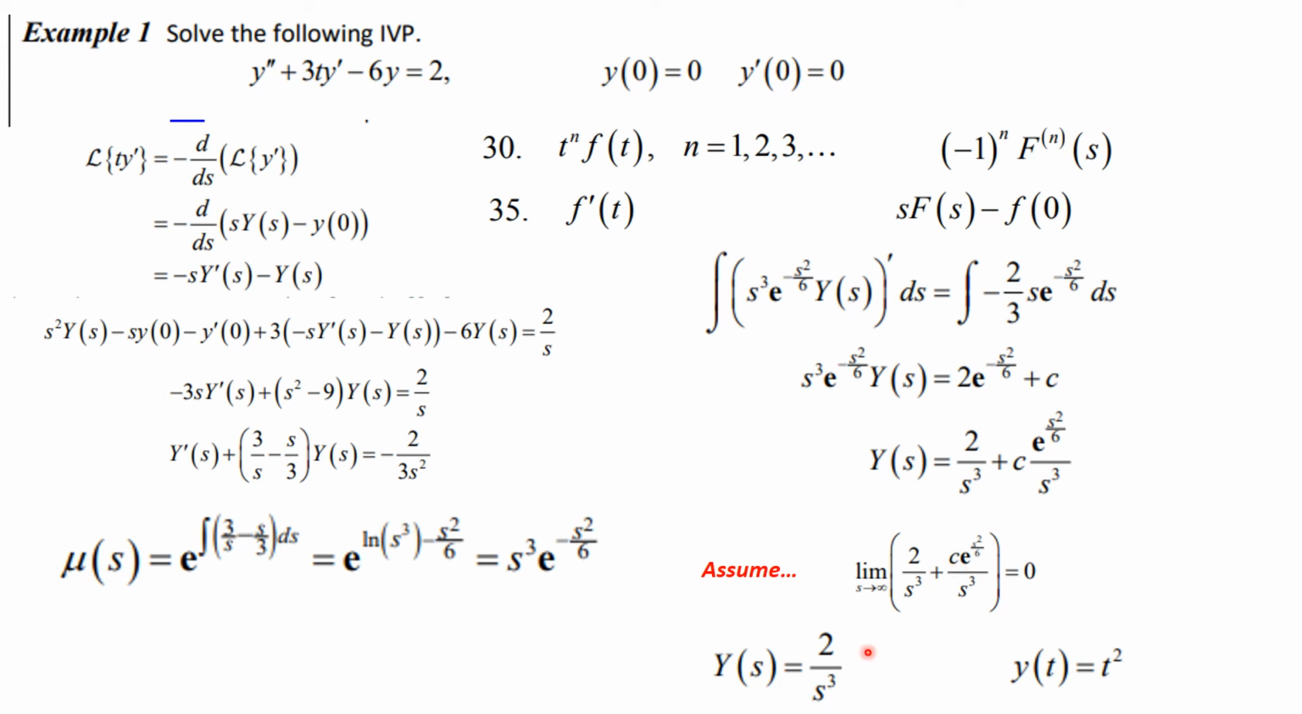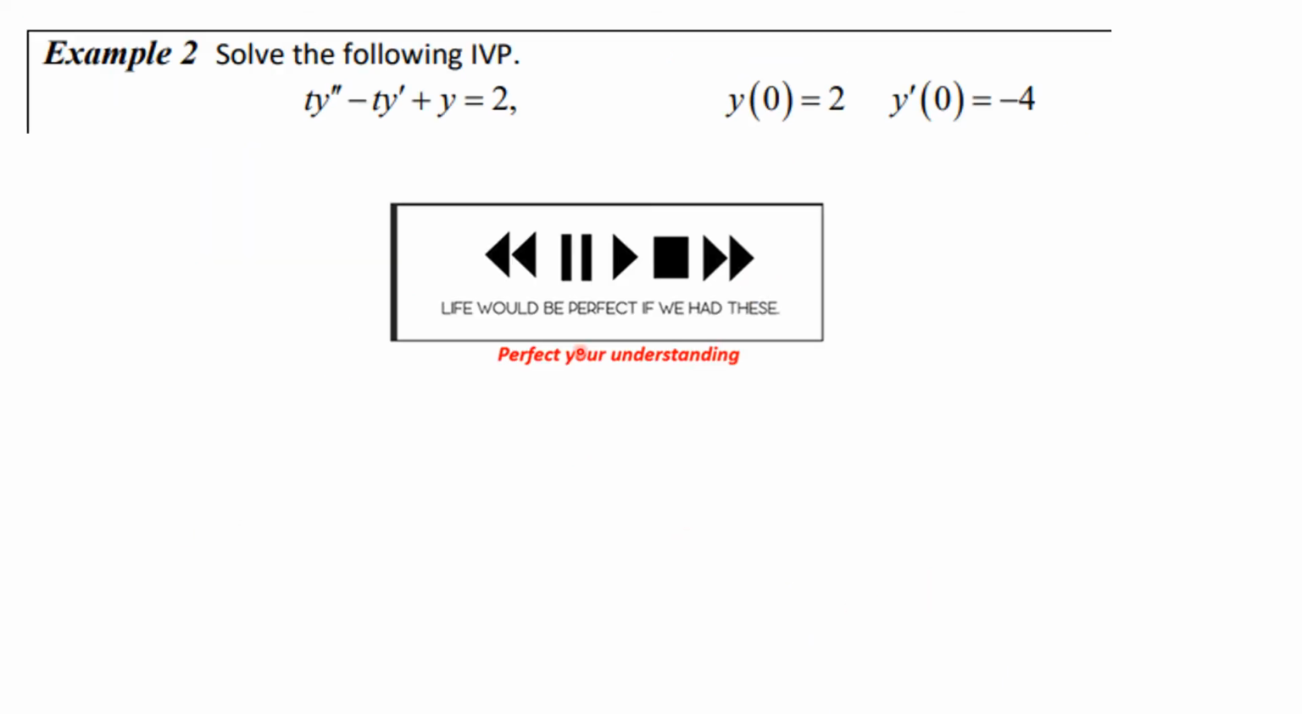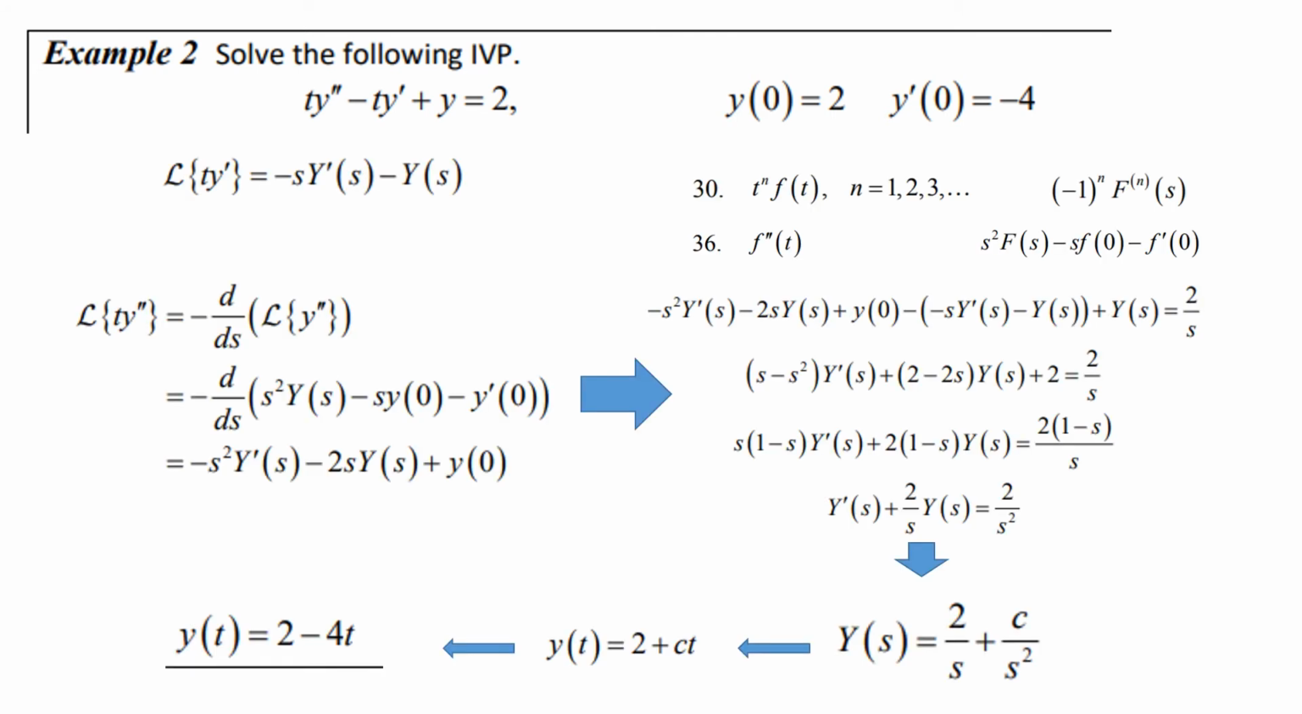So c is 0, and if c is 0, that means that the transform is 2 over s cubed, and I invert the transform, and that means the solution is y of t is t. Okay, here's a problem for you to try. Solve this initial value problem, and we've got 2 variable coefficients now here, and you know what to do. Let's see how you do.